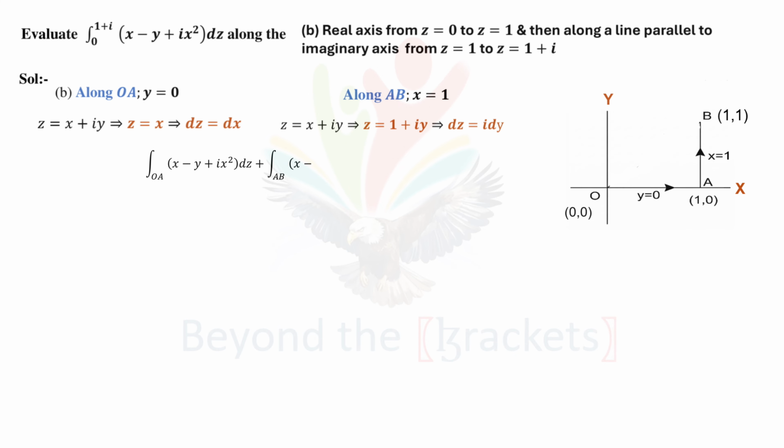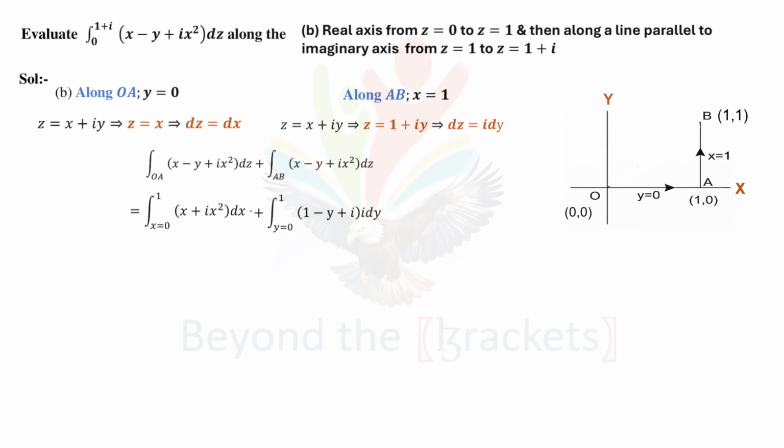Substituting this in the given integral, first path along OA, we have y = 0 and x is from 0 to 1. So the limit will be x from 0 to 1. x will be written as it is, y is 0 plus i times x squared, and dz is dx. Along the second path AB, we have x = 1 and y is from 0 to 1. So the integral becomes y from 0 to 1. Here x = 1, y is written as it is plus i times, in place of x we substitute 1, and dz is i dy.